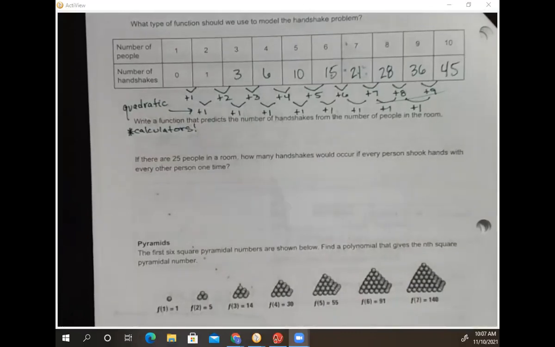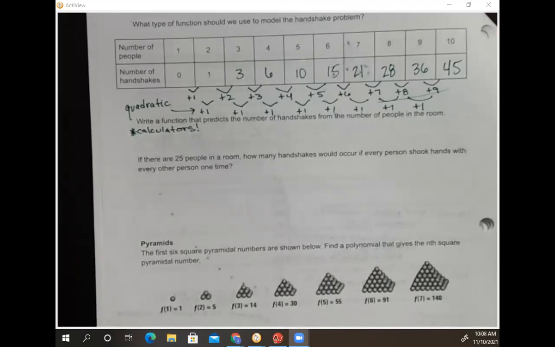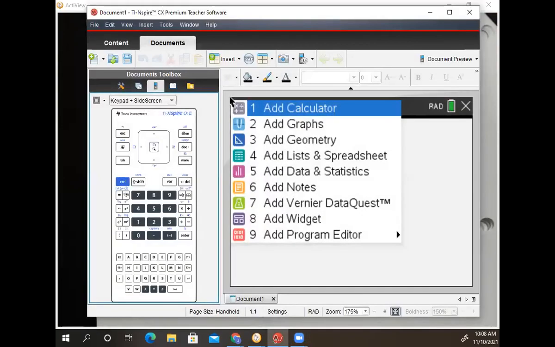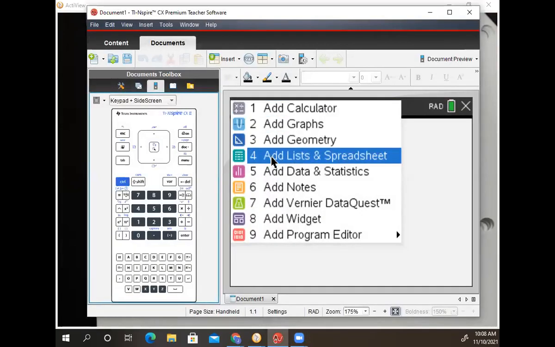So here's what I'm going to do. I'm going to pull up my calculator. And this table that we have here that's people versus handshakes, I'm going to recreate that table in my calculator and have my calculator do the heavy lifting here. So I'm going to recreate this as a spreadsheet.